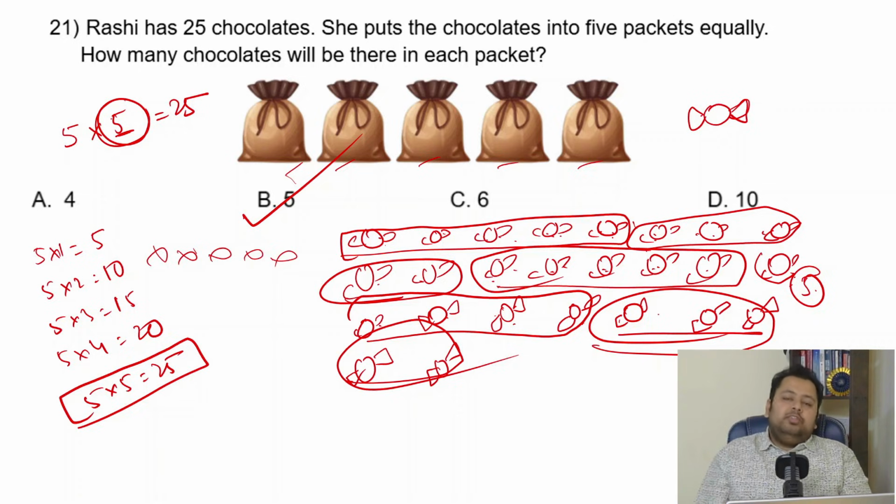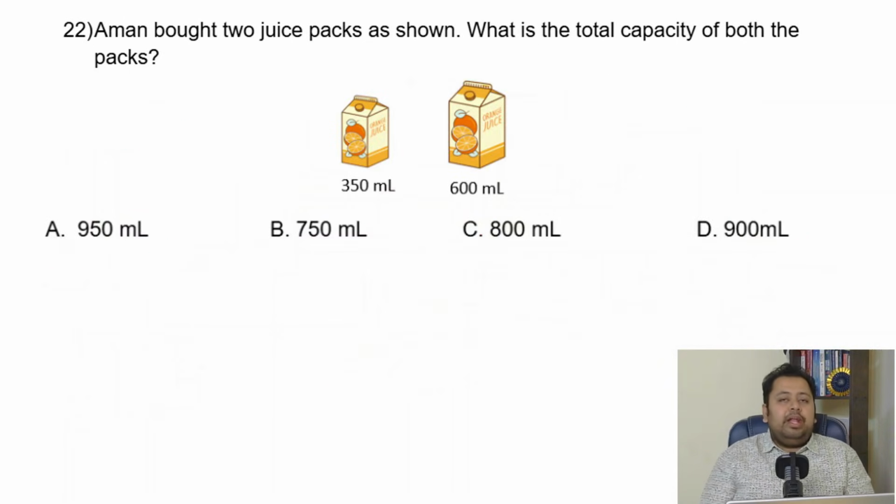So option number B is your correct answer. Hope you got this one correct. If you did, give yourself a star. And now we move to question number 22. Aman bought two juice packs as shown. What is the total capacity of both the packs? Again, what is the total? Total means what? Sum, right?